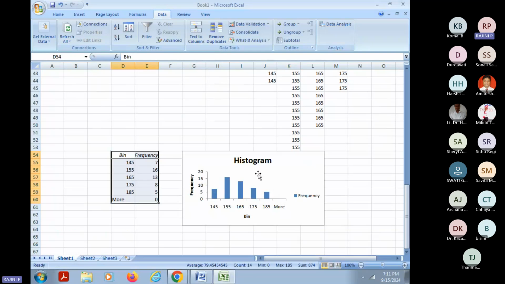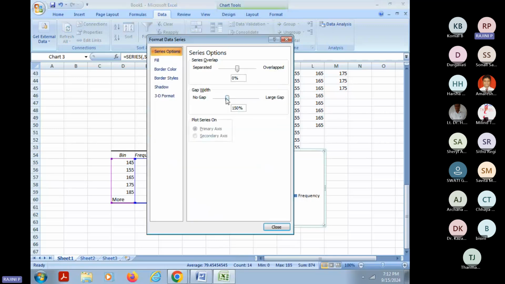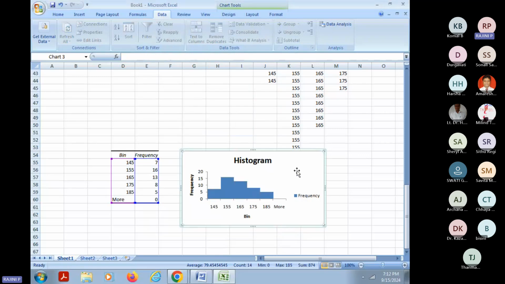And histogram means what? It is looking like a bar only. But what is the difference? In a histogram, there will not be any gap between the bars. Then how can we remove it? Just right click on any one bar, choose Format Data Series and then click on the gap. Gap width by default is 150%. Just drag it to 0%, or you can type it here also, no problem. Then close it. This is a histogram.